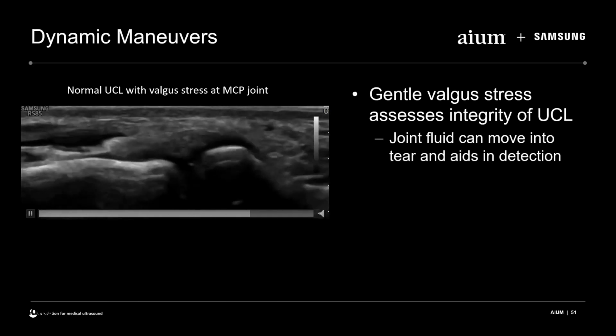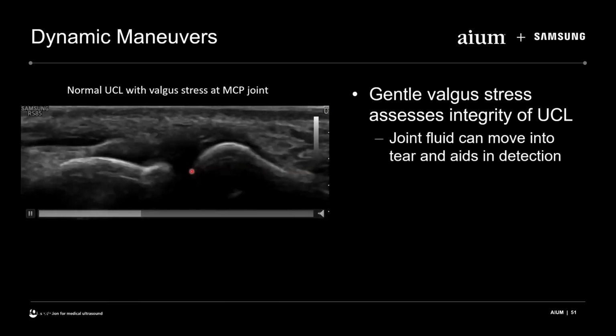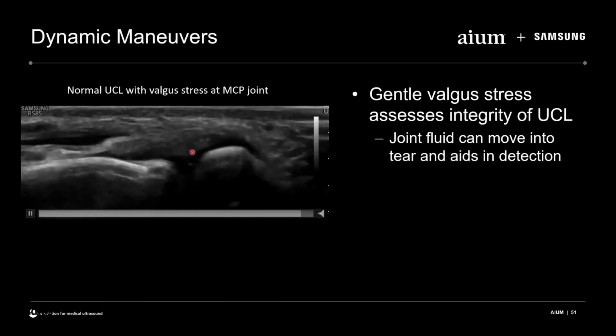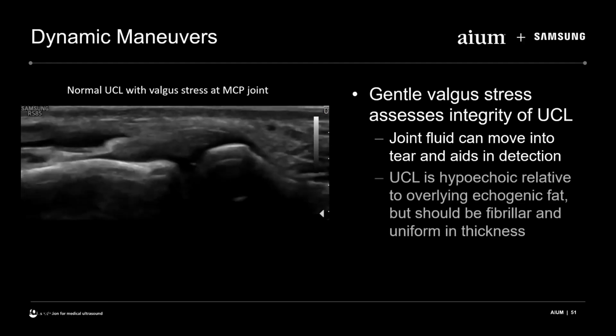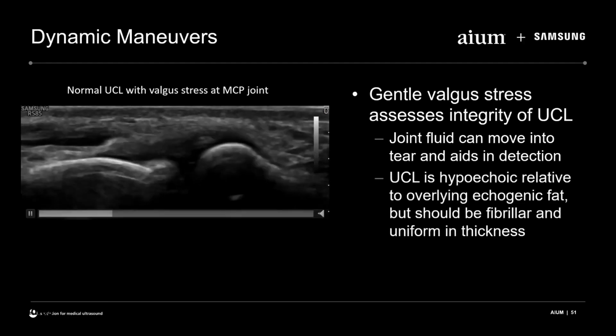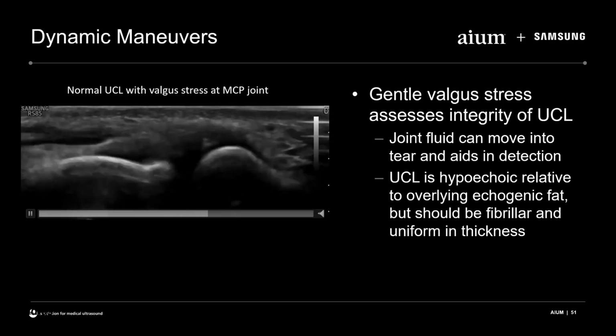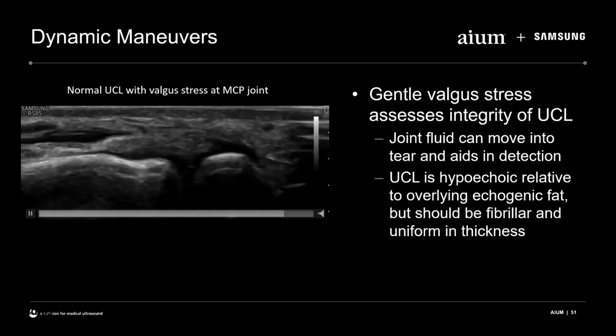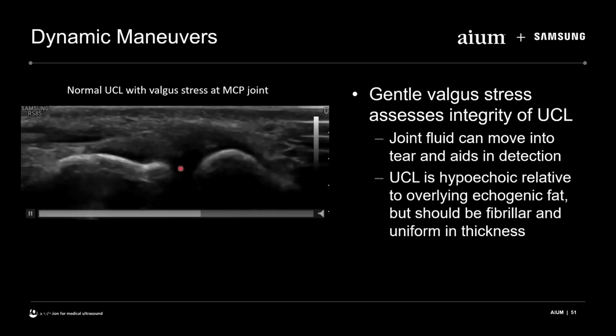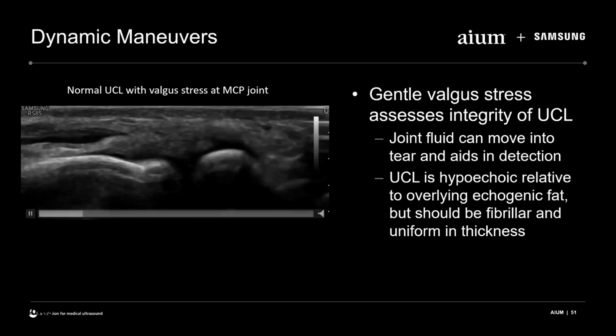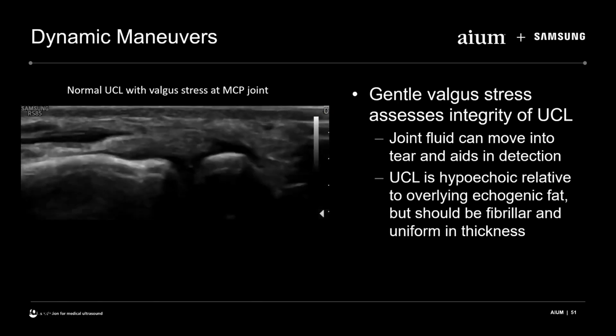So if there was a tear, some of the physiologic fluid in this joint would extend into the ulnar collateral ligament, and that will help you detect it. Also, the ulnar collateral ligament is normally a little hypoechoic relative to the overlying echogenic fat, but this might help to bring out that compact fibrillar structure and uniform thickness. You can also compare the gap of the joint with stress compared to the contralateral asymptomatic side.